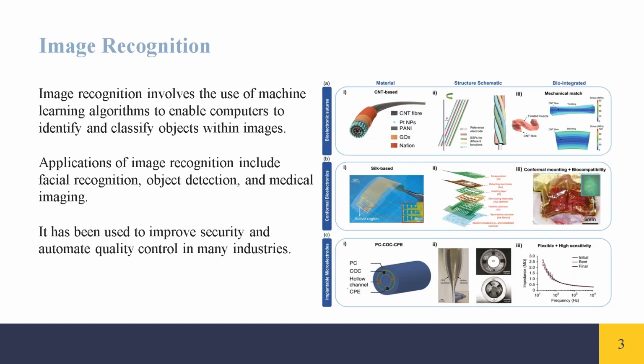Image recognition involves the use of machine learning algorithms to enable computers to identify and classify objects within images. Applications of image recognition include facial recognition, object detection, and medical imaging. It has been used to improve security and automate quality control in many industries.